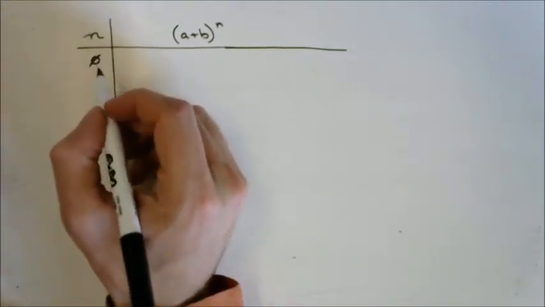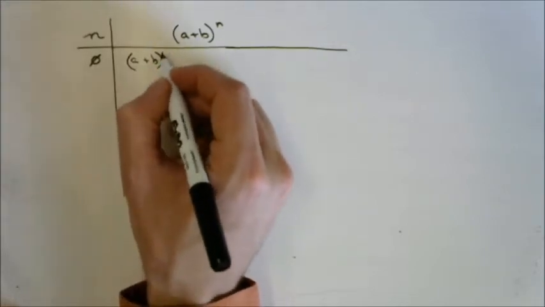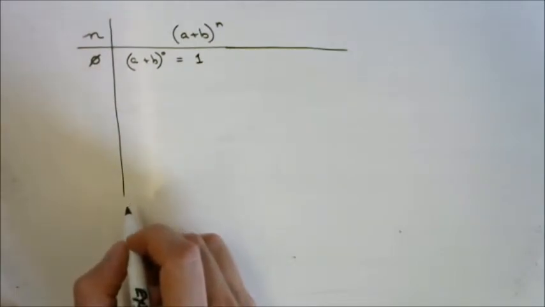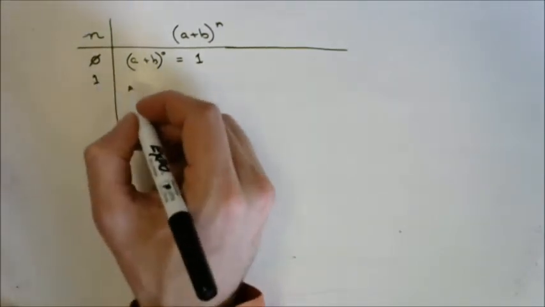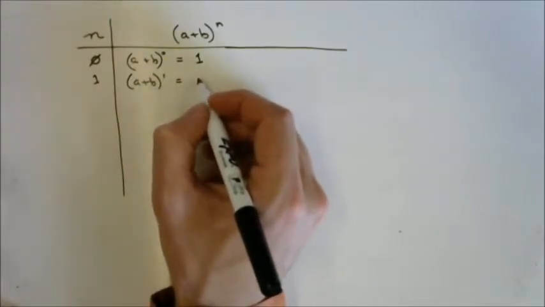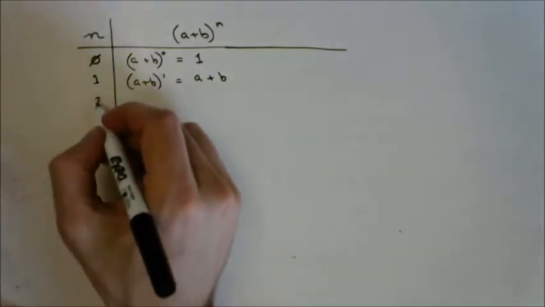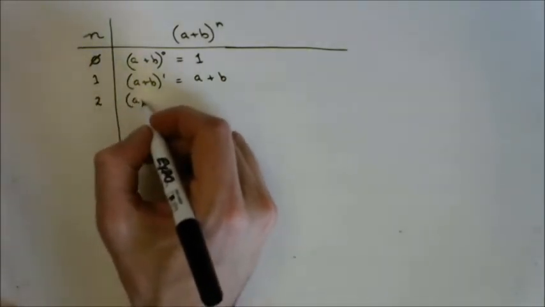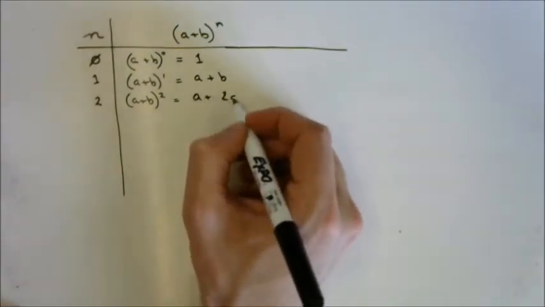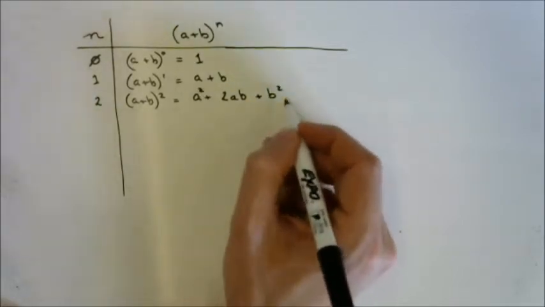When n is 0, (a + b)^0 just equals 1, because anything to the power of 0 equals 1. When n is 1, we've got (a + b)^1. Well, that equals a plus b. When n is 2, we've got (a + b)^2. That's a squared plus 2ab plus b squared.